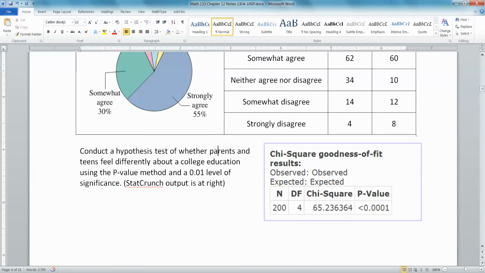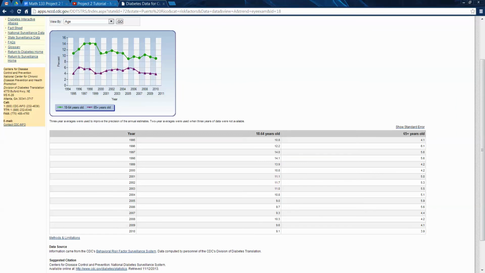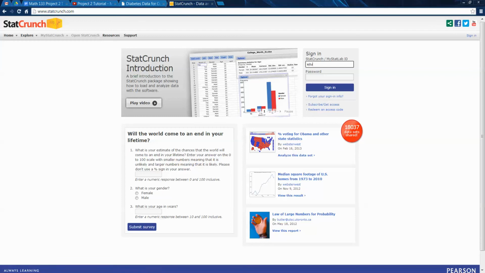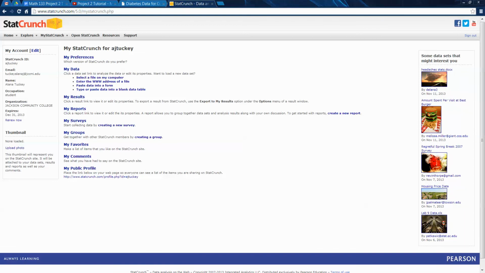But again, not all calculators have the goodness of fit test in them. So if your calculator does not, that's okay. You can still do this problem with Statcrunch. Now to get to Statcrunch, you just open up the web and go to www.statcrunch.com. Then you're going to use your same username and password that you used to get into MyMathLab, because once you have access to MyMathLab, you have access to this for free. Nice. Okay, so then we need to click on Open Statcrunch.